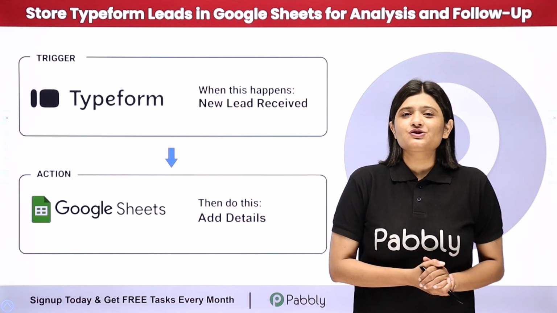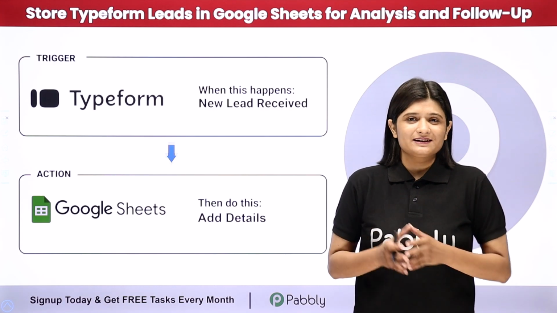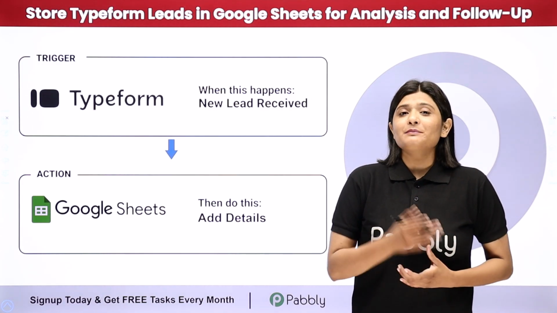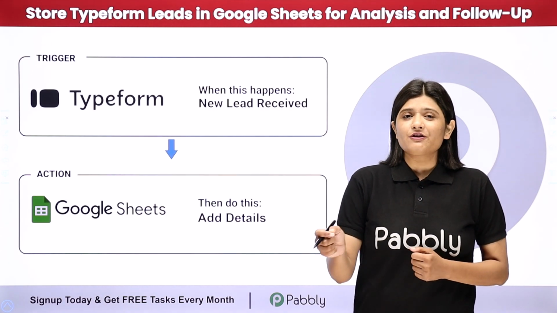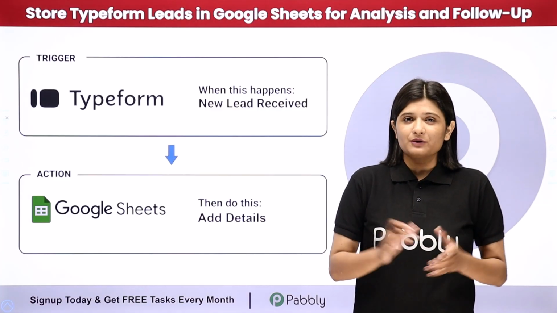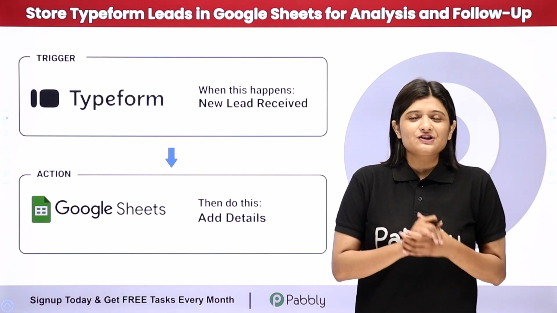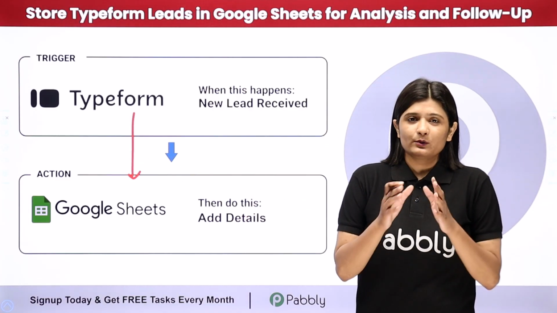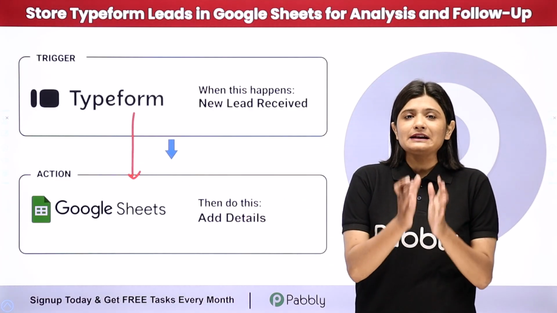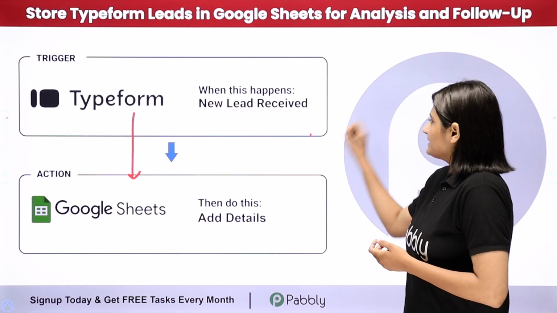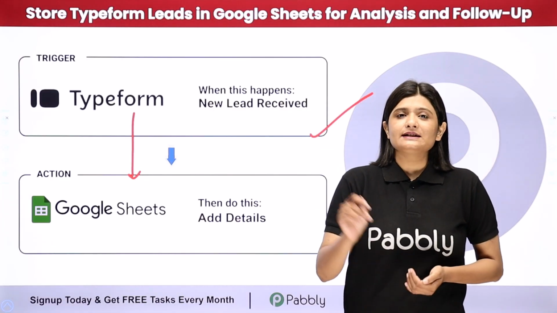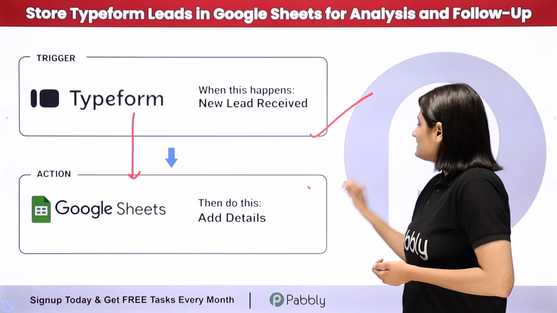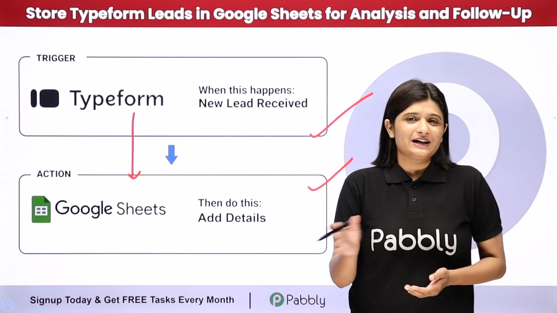and to do this automation I'm going to use Pabbly Connect. Pabbly Connect is an amazing automation and integration software which requires no coding or programming skills. Here I just need to build a connection between Typeform and Google Sheets. With the help of Pabbly Connect, I'm going to build this connection in such a manner that whenever I receive a new lead in Typeform, automatically the lead details will be added to my Google Sheets spreadsheet.